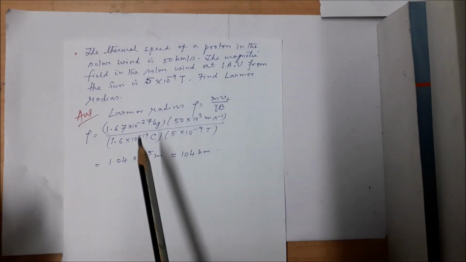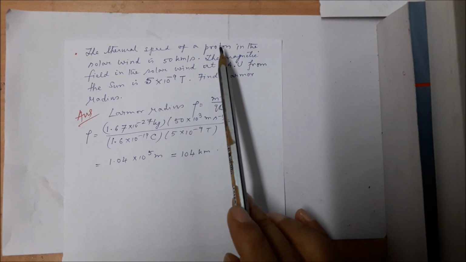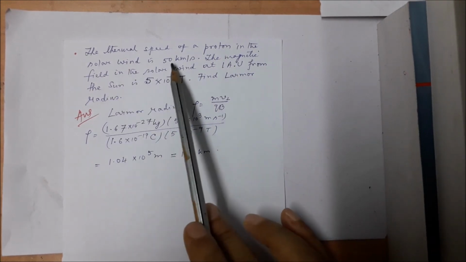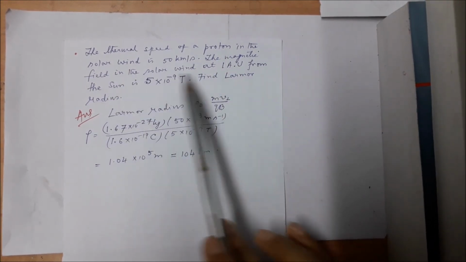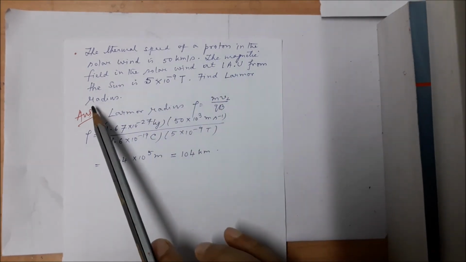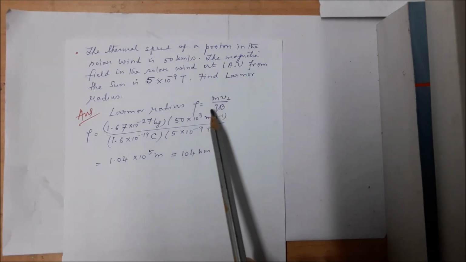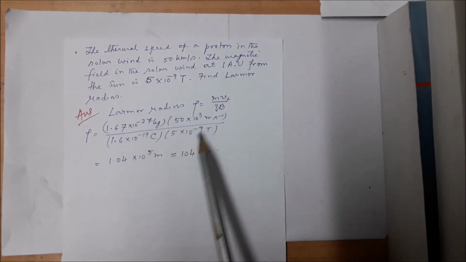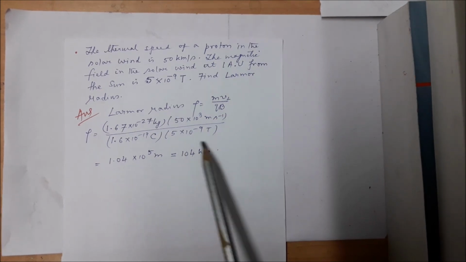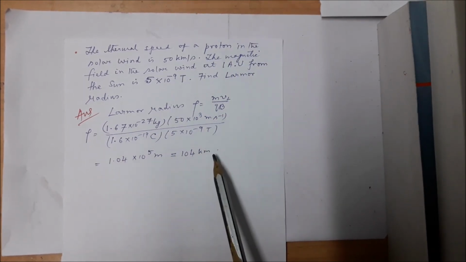We come to the last problem of this lecture. The thermal speed of a proton in the solar wind is given, the magnetic field is given, and we have to find the Larmor radius. The Larmor radius is of this value, which we told earlier, and if we put the values correctly, we end up with this expression. So the radius is of a huge value, 104 kilometer.